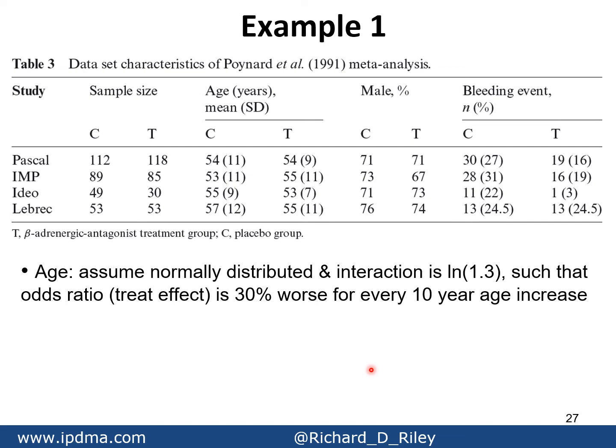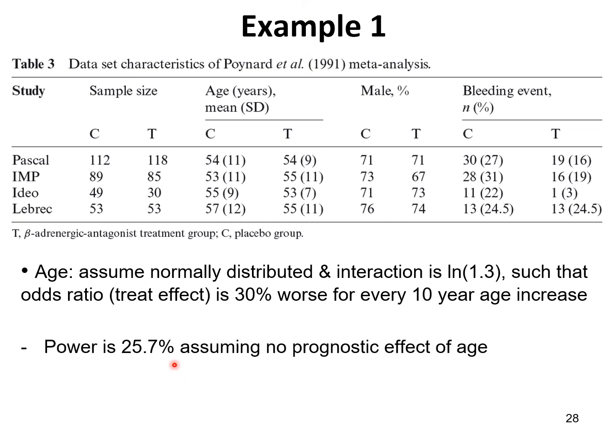But what about age? Again, we use all this aggregate information based on the mean and standard deviation of age, and we're going to assume it's normally distributed. Again, we're going to assume the interaction we're looking to detect is a log of 1.3, such that the odds ratio is 30% worse for every 10-year increase in age. So what's the power? The power is still low, isn't it, for age? 26%, obviously bigger than it was for sex, but still very low.